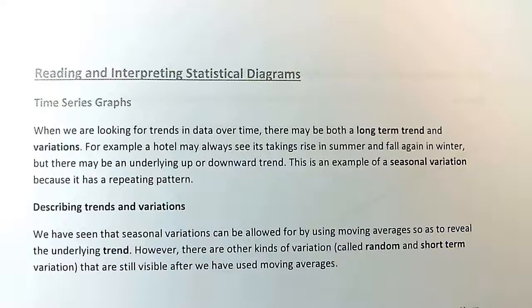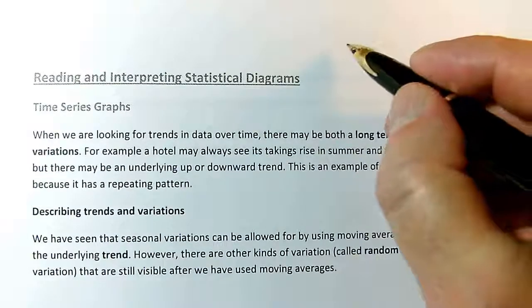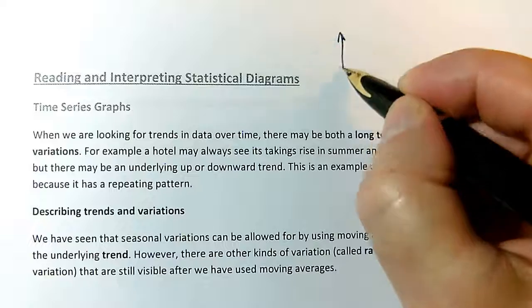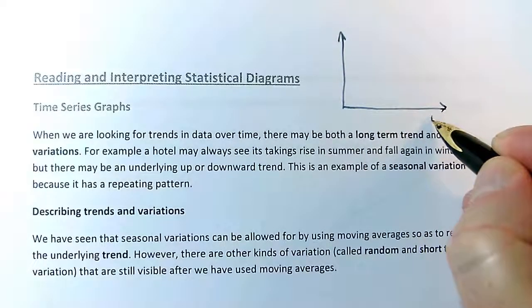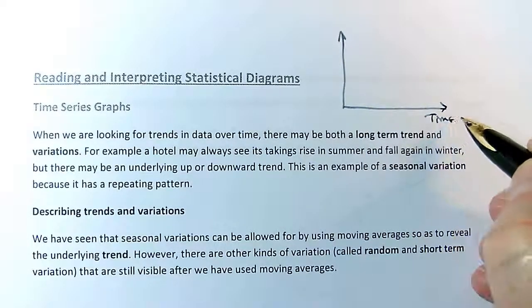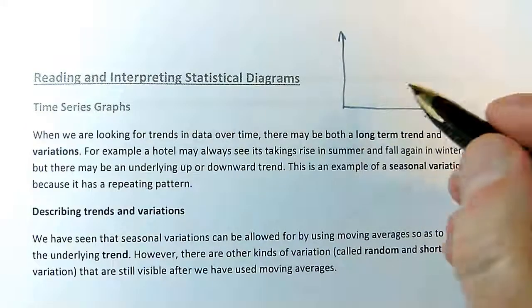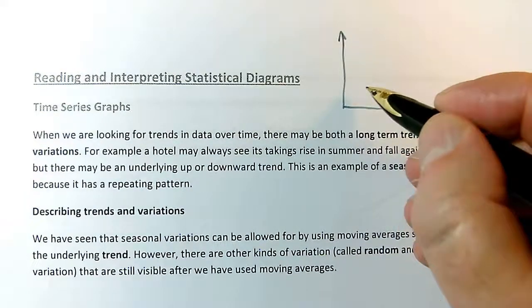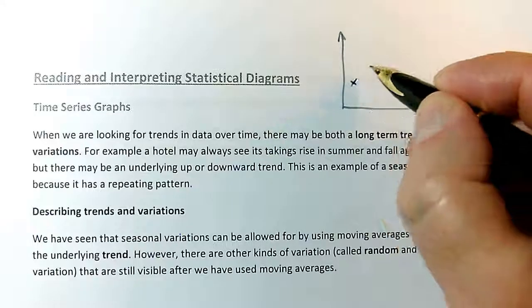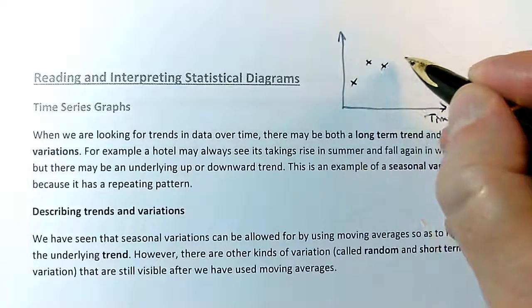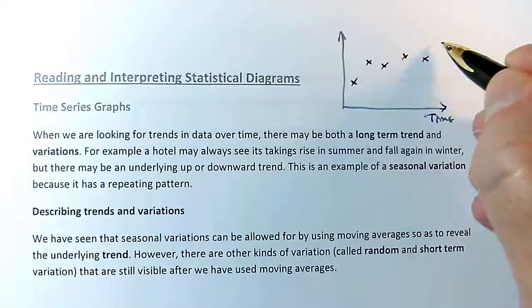Okay, you might be presented with a time series graph. So that has the form of axes, and we've got time on a scale on this axis. And then we've got some values of something that changes over time. So it looks a little bit like a scatter graph. So we've got various observed values as we go over time.